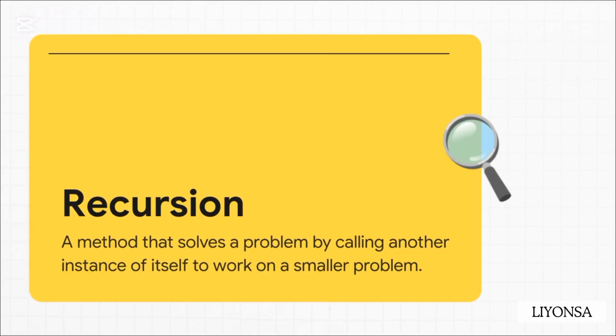So, let's put a formal definition to that idea. Recursion is just a method that solves a problem by calling itself. Yeah, it calls itself to work on a smaller piece of the very same problem. Each time it calls itself, it's like opening another nesting doll, breaking the problem down until it's so tiny it becomes super easy to solve.